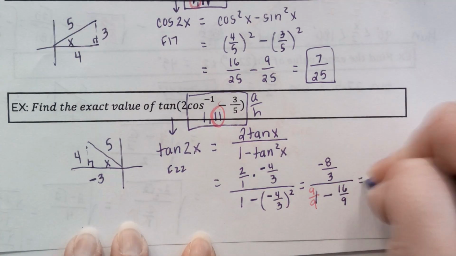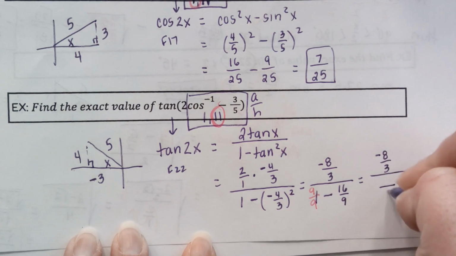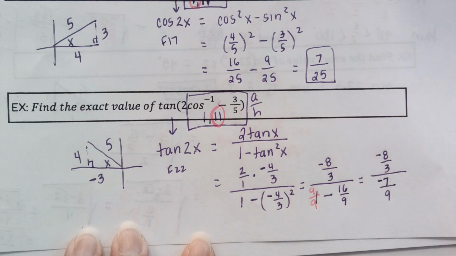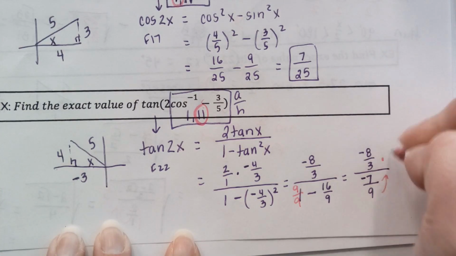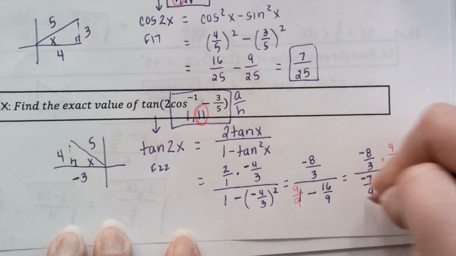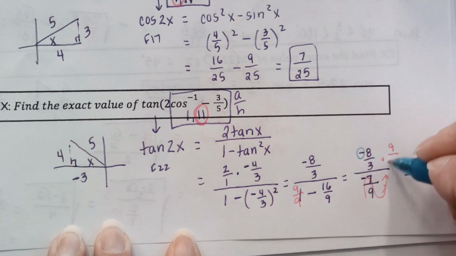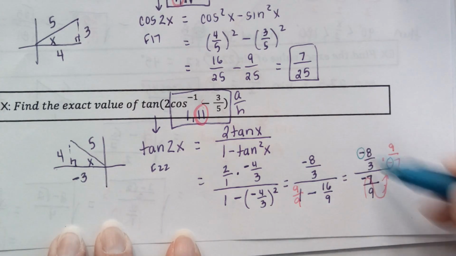Looks like I have negative 8/3 over common denominator of 9. 9 minus 16 is a negative 7. Fraction over a fraction, multiply by the reciprocal. First off, this double negative, that'll become a positive. So double negative becomes a positive, and I'm going to reduce down.